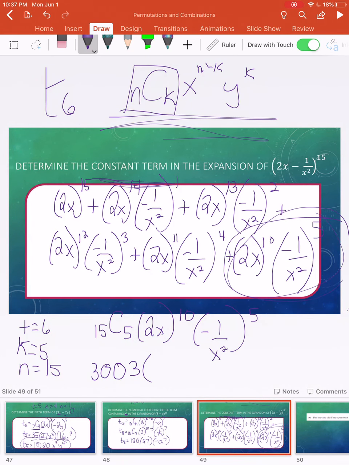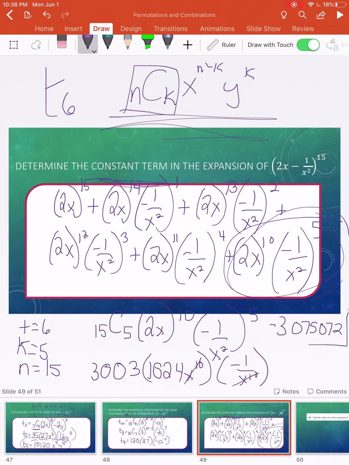Two to the power of 10 gives me 1024 x to the power of 10. So now negative 1, remember that negative also applies to the exponent. Negative 1 to the power of 5 would actually just end up being a negative 1. Okay, and then I have x to the power of 10. So of course those x to the 10s canceled out. That's why I chose this term. The negative will still be there. So really I have 3003 times 1024 times that negative 1, which gives me a huge number, negative 3,075,072 as my final answer.